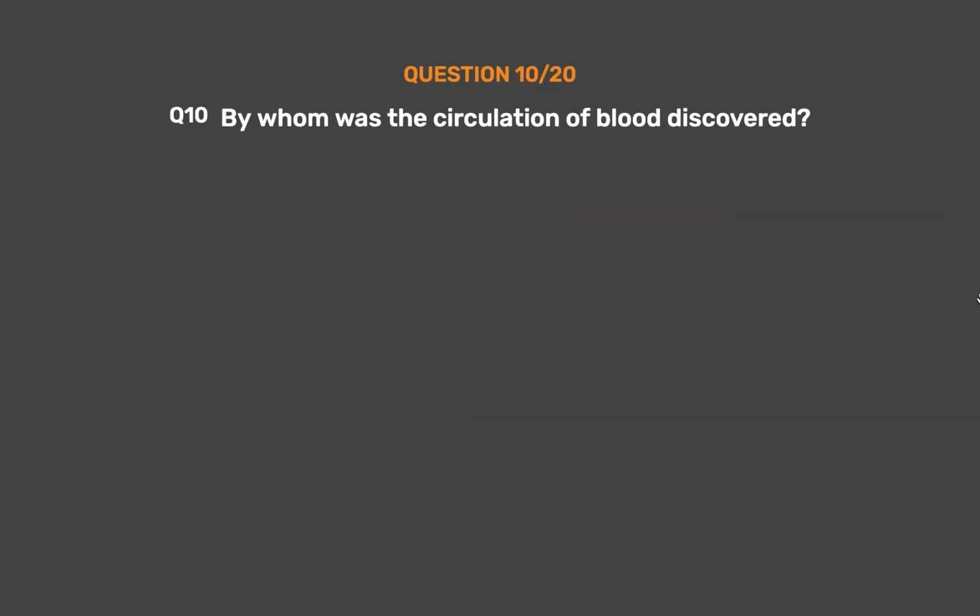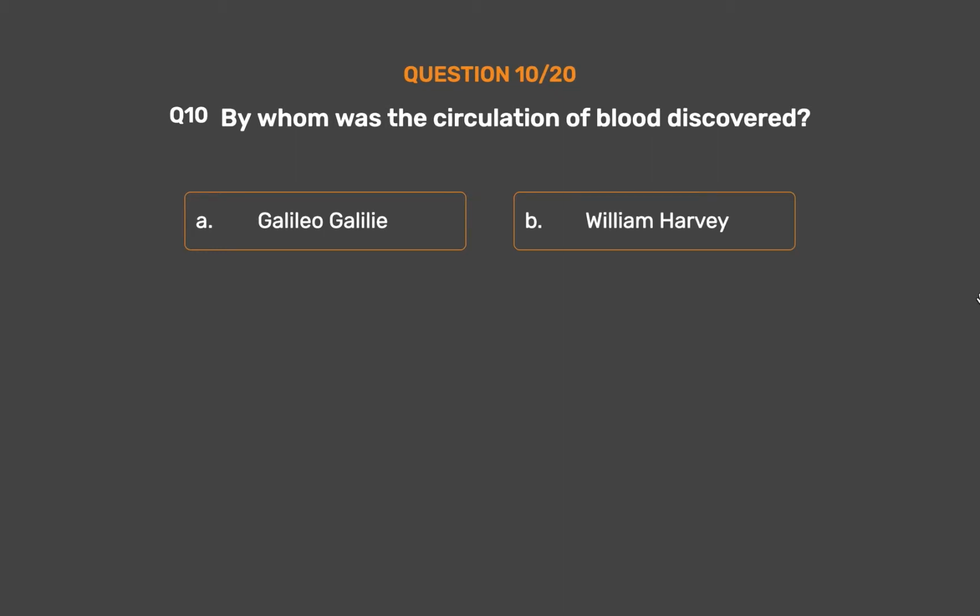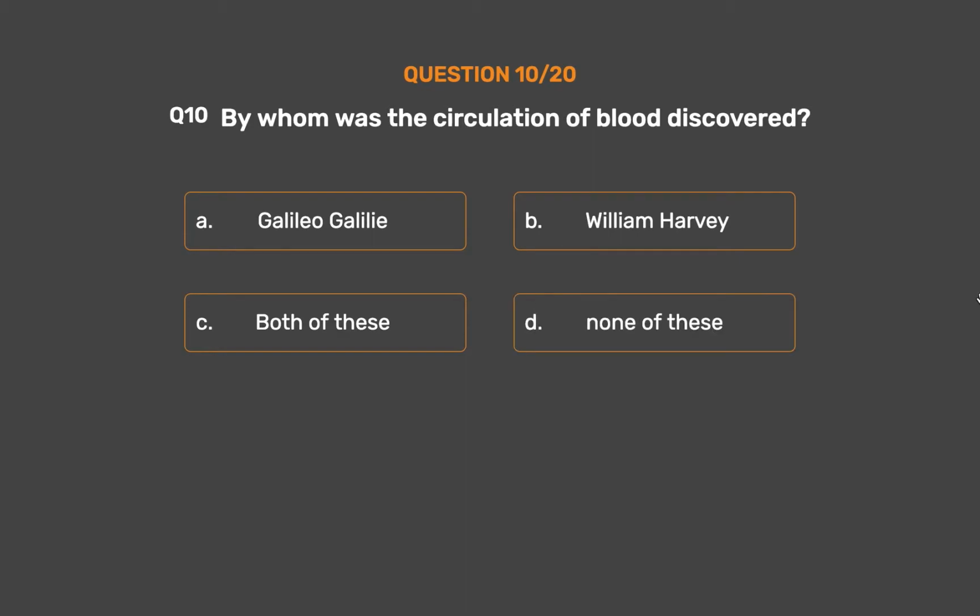Question number 10. By whom was the circulation of blood discovered? Option A. Galileo Galilei. Option B. William Harvey. Option C. Both of these. Option D. None of these.